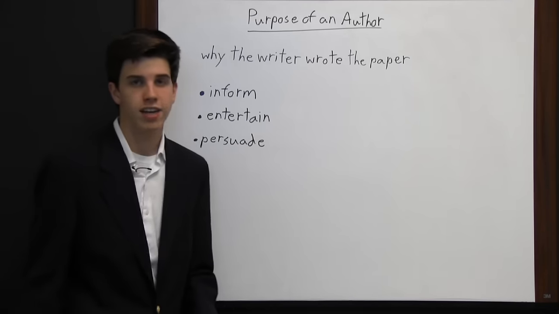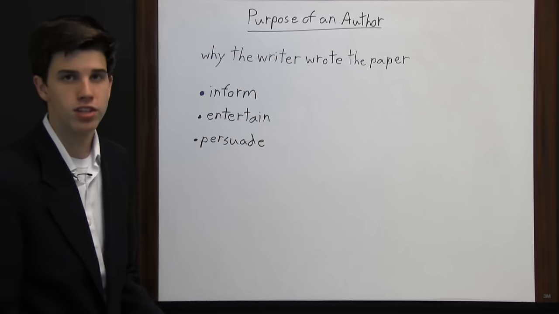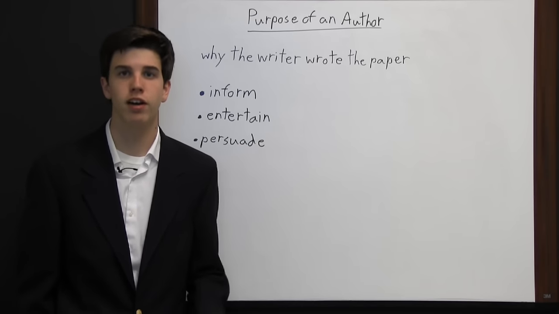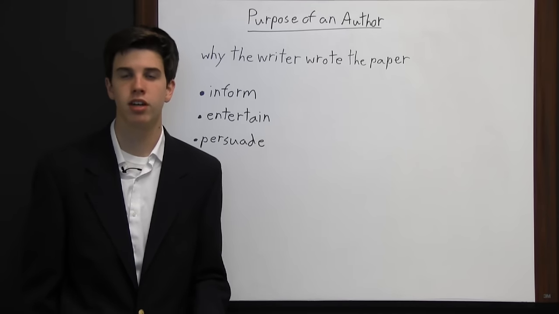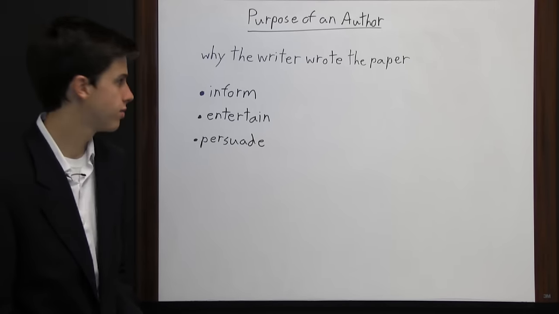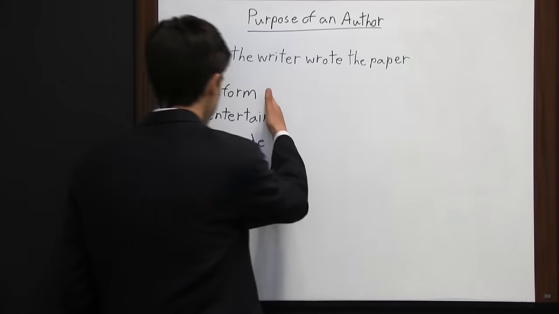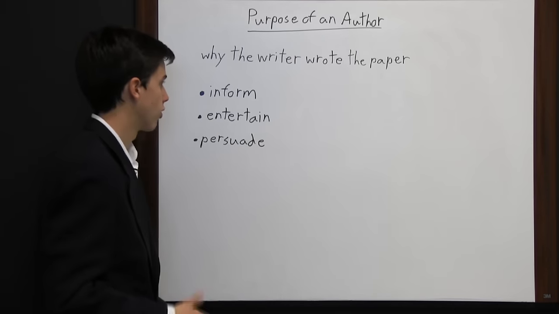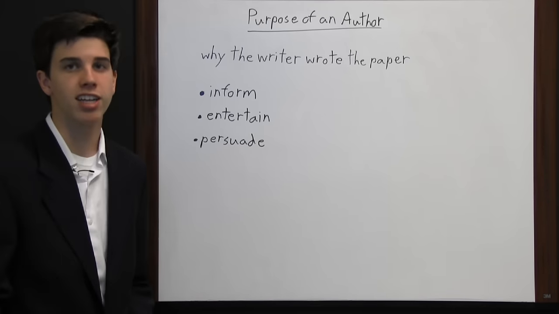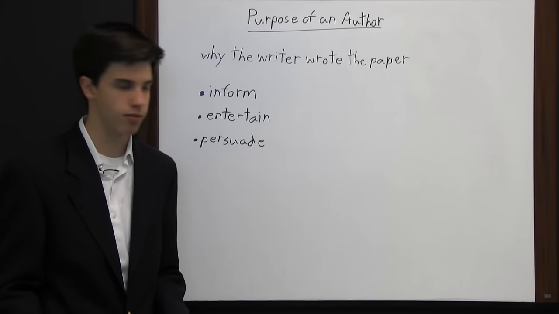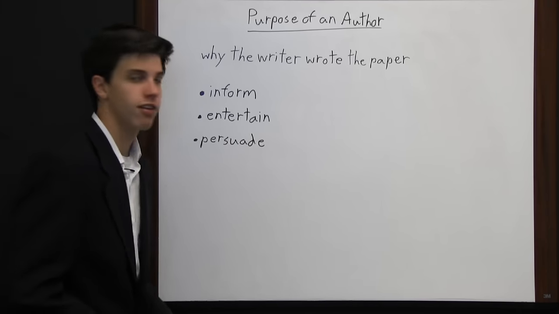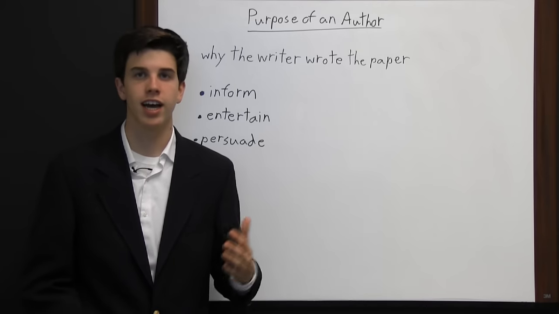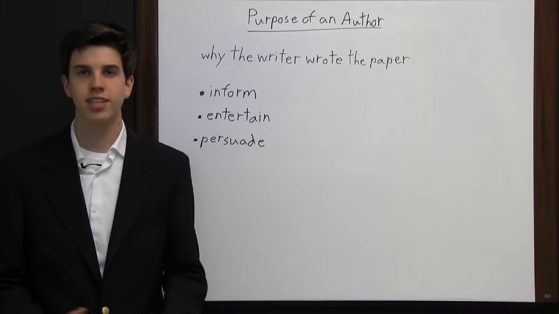So it's important as a reader to understand the purpose of the author because it helps you better understand the text. Generally, it's pretty easy to determine what type of paper something is. An informative paper is basically when the writer is just giving the reader facts about something, telling them more about something. A paper that is meant to entertain is generally fiction. It's pretty much any kind of fiction work.